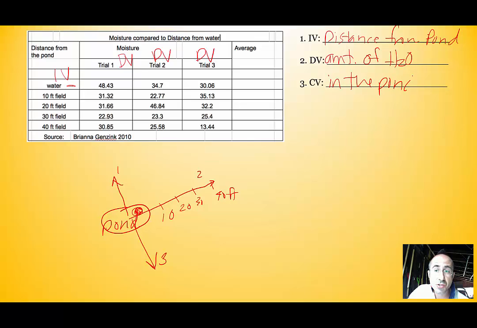Okay, in the pond soil. And there is soil beneath the pond, obviously, so it's going to be taken there, okay, or not in the field. That's going to be where that control variable is. So that data will be compared to the data that you see in the 10, 20, 30, and 40 foot field distances, okay.